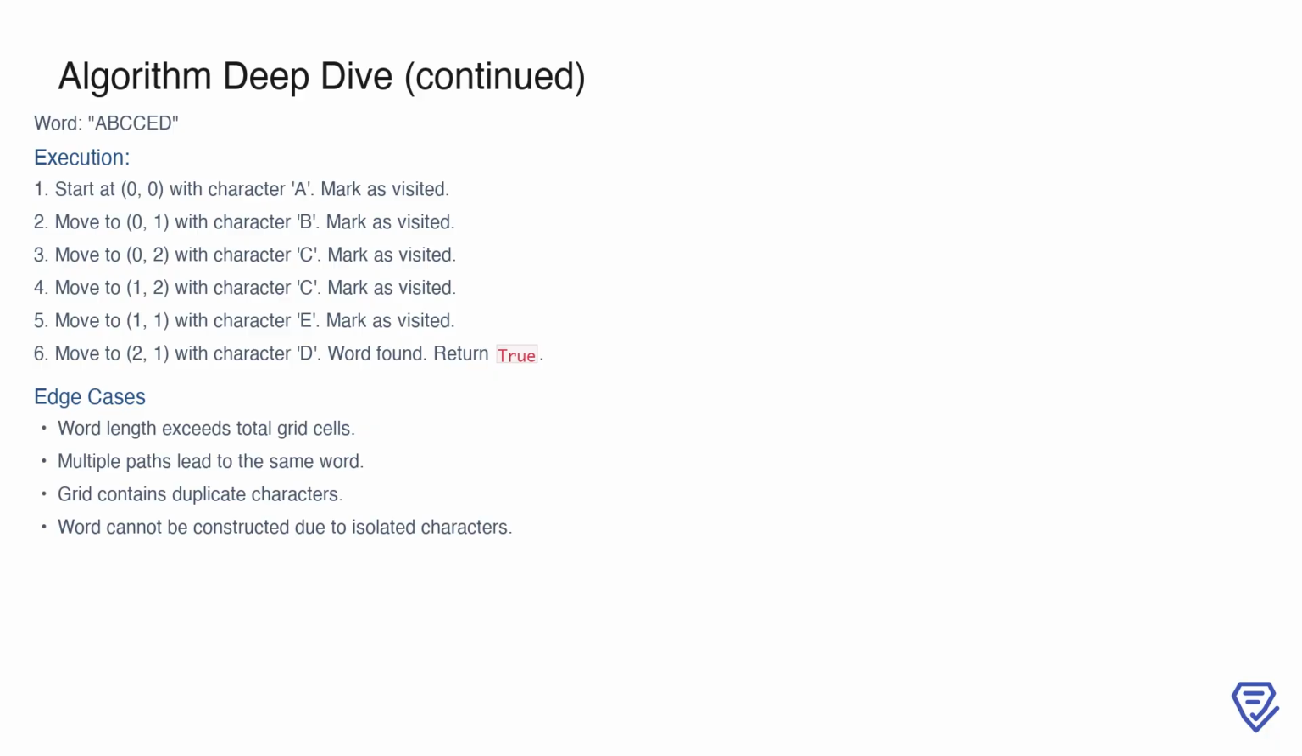Finally, edge cases to consider include scenarios where the word length exceeds the grid size, grids with duplicate characters that might lead to multiple valid paths, and configurations where isolated characters make the word impossible to construct. Each of these is naturally handled by the algorithm's structure and early exit conditions.